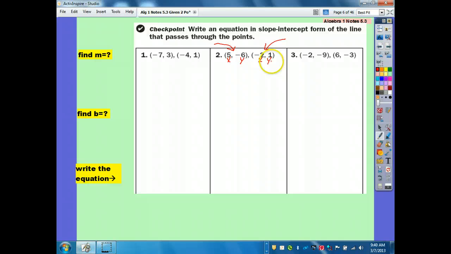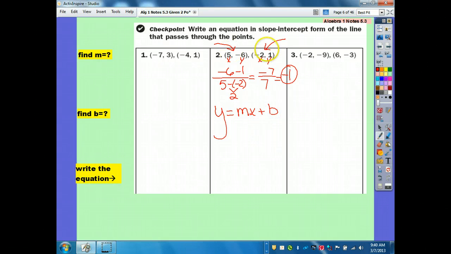Okay, first of all, we have to all agree on our slope. Negative 6 minus 1 on the top, 5 minus a minus 2 on the bottom. So this turns to a plus 2. So we have a negative 7 over a positive 7, which gives us a slope of a negative 1. Do we all agree on that? Okay, so far we're good. So now, that half use this one, that half use this one.